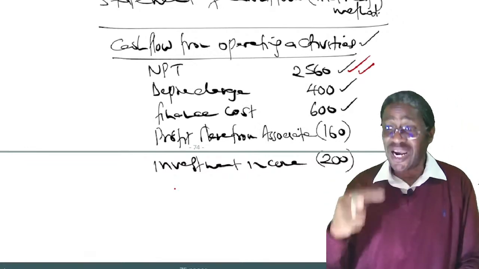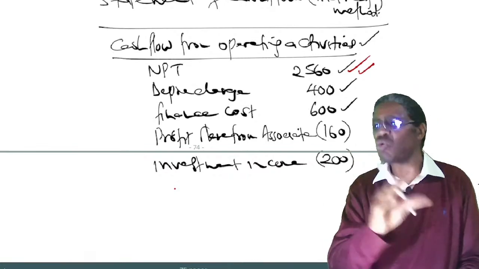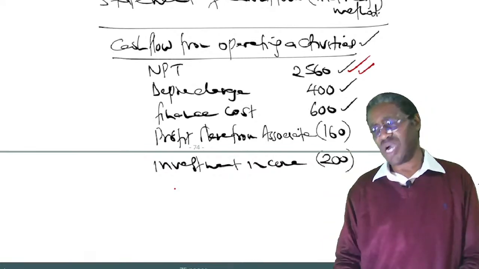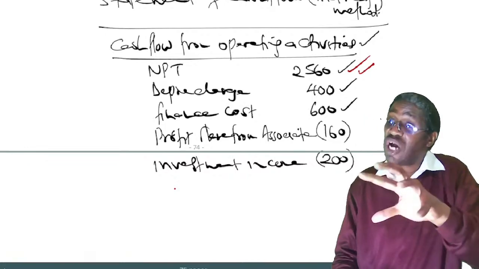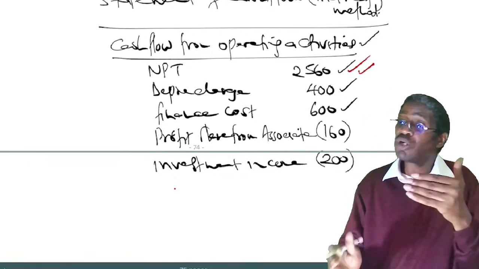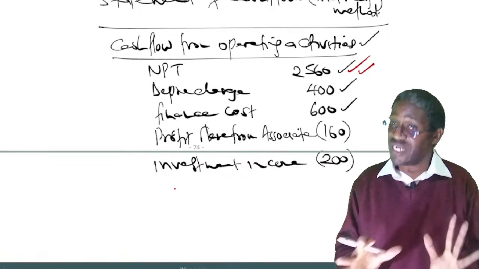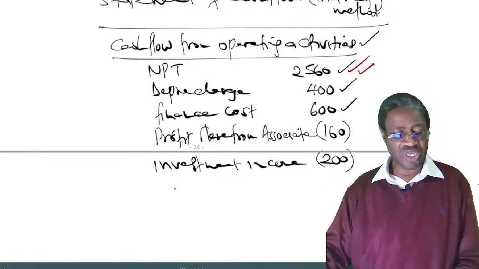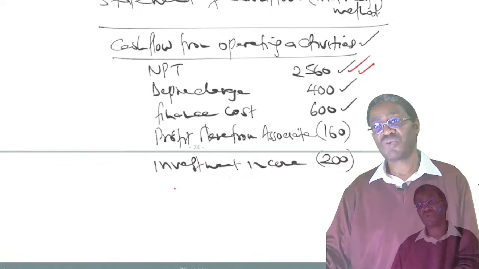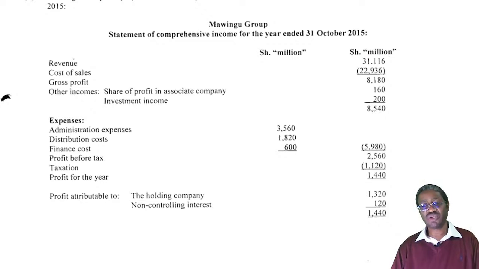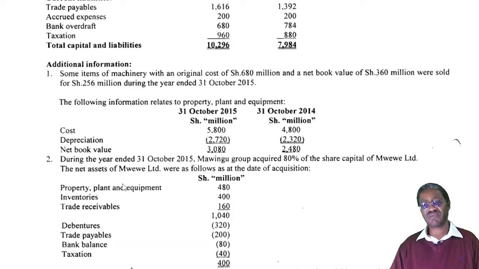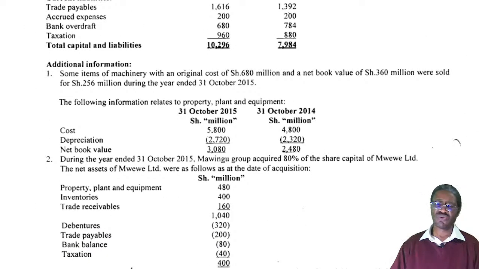now let's go back to the additional information, looking for any other non-cash item. Either it could have been given to you or it could have been required you calculate it, whichever way. That's what we are trying to identify now. So let me go through the additional information now and look for any other non-cash items. Note number 1, note number 2, note number 3, and so on.